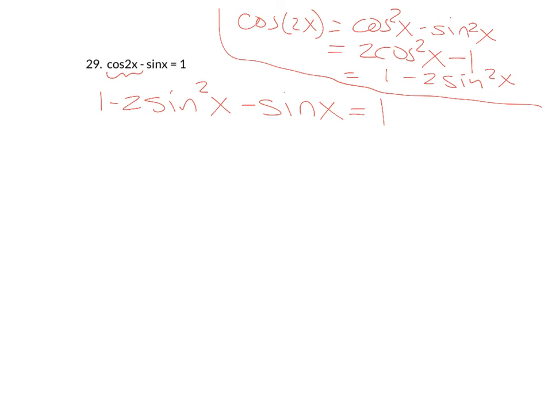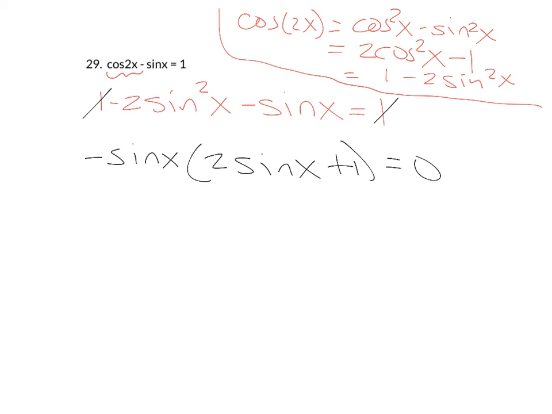Okay, so the ones cancel out. I can factor out a sine. I'm actually going to factor out a negative sine x, and we're left with 2 sine x plus 1 equals 0. So this is another one where for sine x equals 0, we get 0, pi, 2 pi. And then sine x equals negative 1/2.